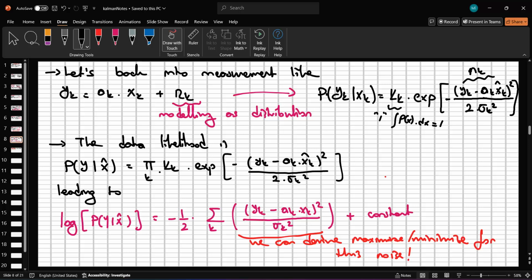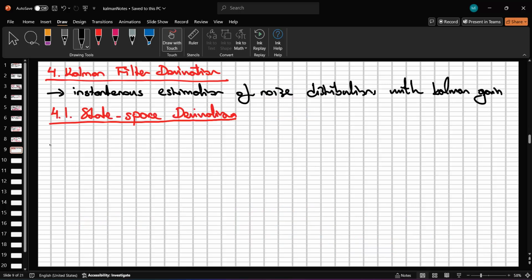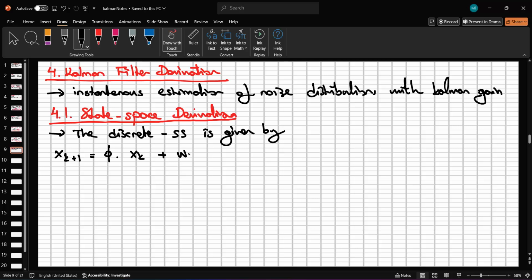Just see that this yk is an observation, but we don't know anything about the Ak. Ak is the state space matrix, state matrix, right? And so the xk is the main component of the signal, that's the desired signal. And so we need to remove these values. And so we need to create the state projection matrix here. Okay? So the discrete state space is given by x k plus 1 equals phi times x k plus w k.